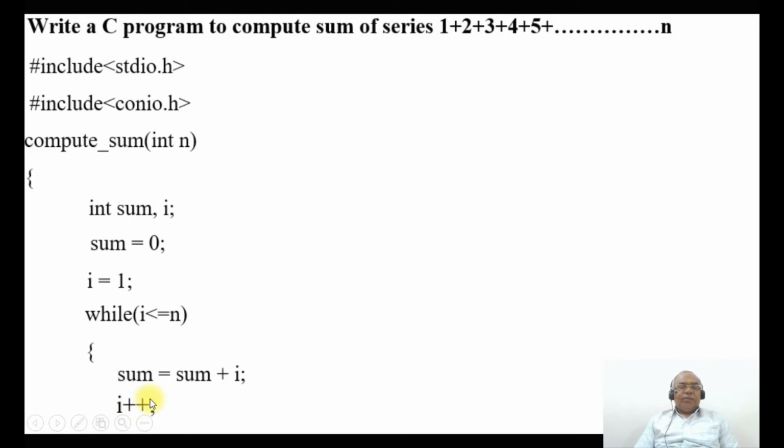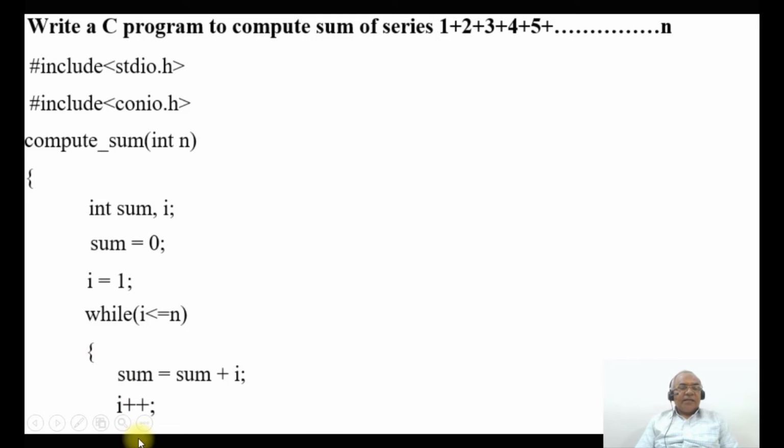So then 3 plus 1, it becomes 4. Is 4 less than or equal to 5? Yes, sum will be equal to 6 plus 4, it becomes 10. Then i is equal to i plus 1. So 4 plus 1, it becomes 5. Is 5 less than or equal to 5? Yes. Then it will execute, that is 10 plus 5, it becomes 15.